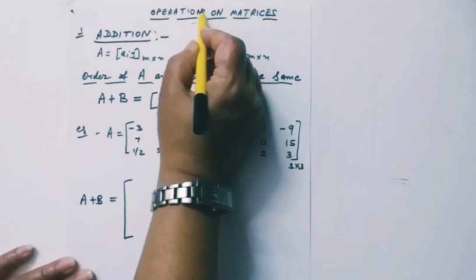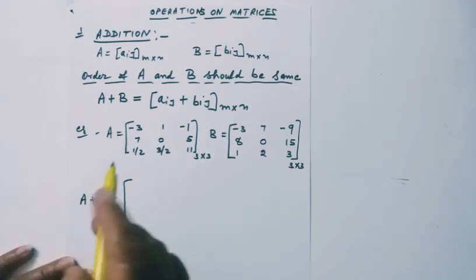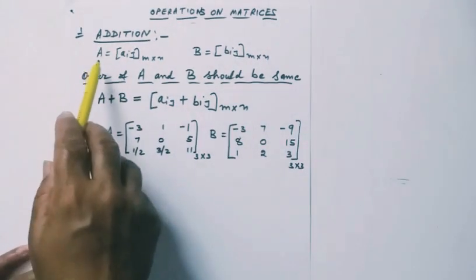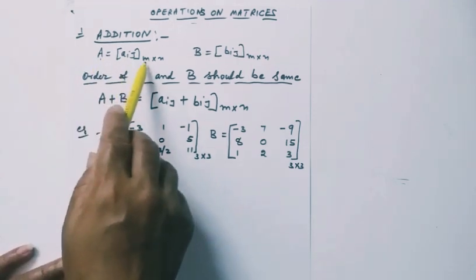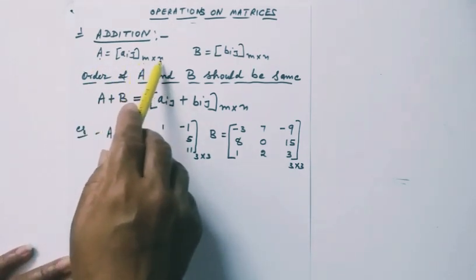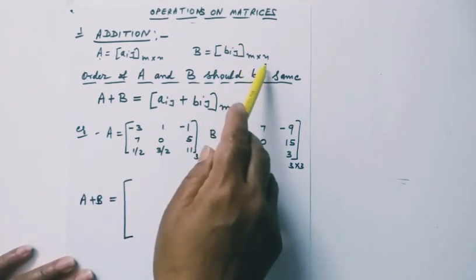So we are going to discuss in this video the operation of addition, its properties, operation of subtraction, multiplication of a matrix by a scalar and matrix multiplication. So let us begin with addition. Consider, students, this matrix A. It is an m cross n matrix, that is its order is m cross n. Now consider another matrix B, its order is also m cross n.